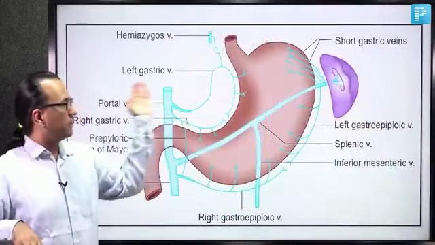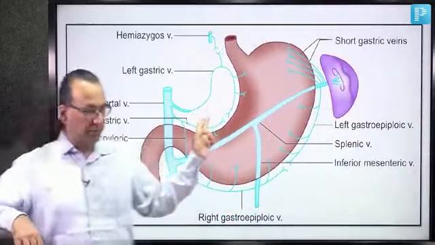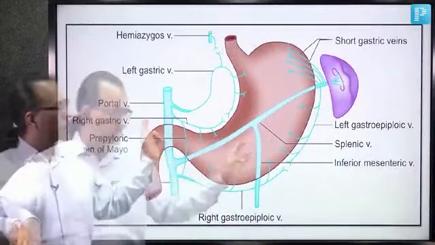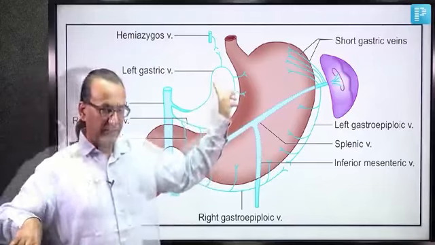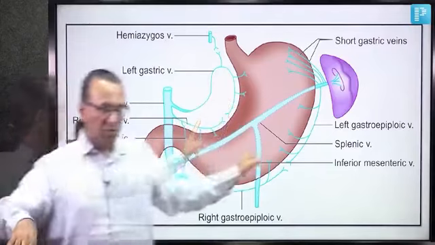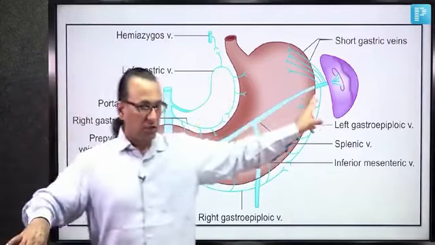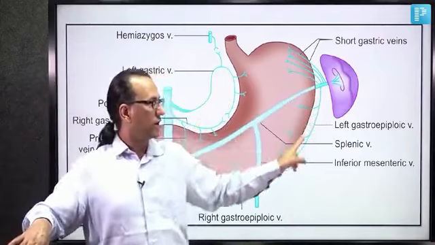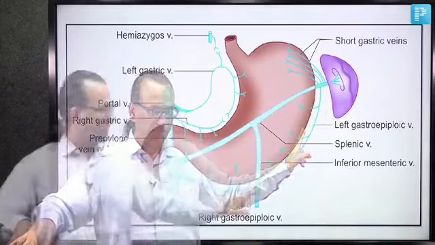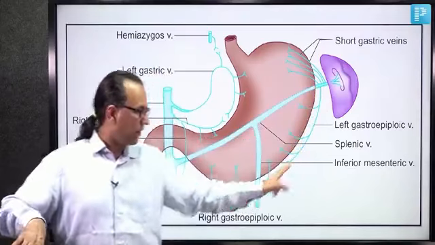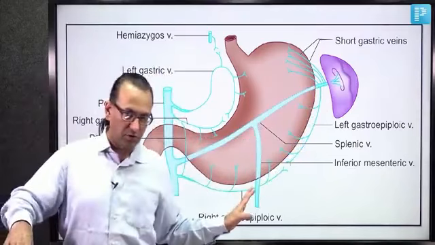As we suggested, the veins have the same name as the arteries, but not necessarily all the time. You can see a few of them now. There was a left gastric artery, so this is the left gastric vein, and there is the splenic artery, so there's a splenic vein. There are short gastric arteries and short gastric veins, and the long gastric artery, that is the left gastroepiploic artery and left gastroepiploic vein, anastomose with the right gastroepiploic vein. But then there are some differences also.